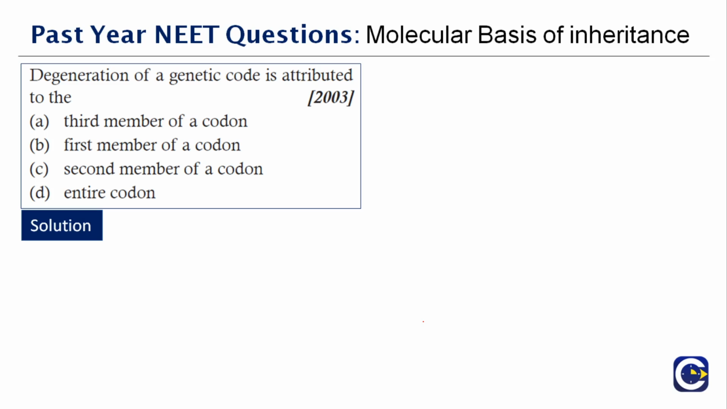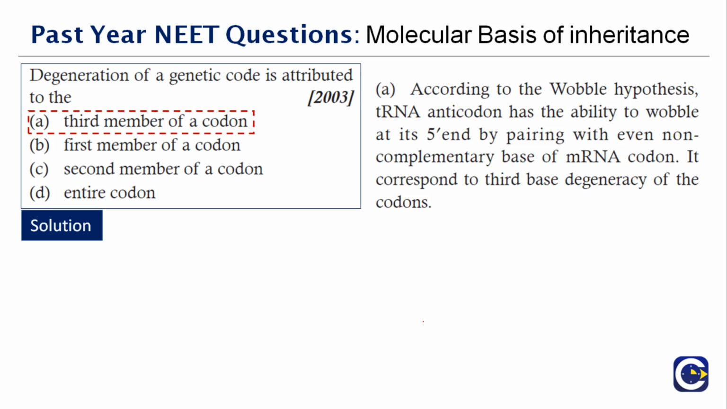There are more codon combinations than there are amino acids. The genetic code is degenerate because more than one codon sequence can code for the same amino acid. Codons that specify the same amino acid are called synonymous. So degeneration of the genetic code is attributed to the third member of the codon, which is option A.